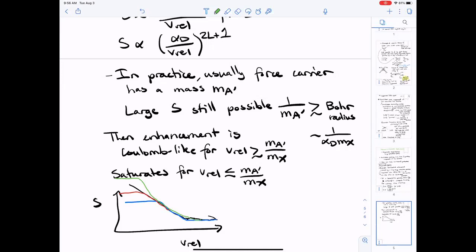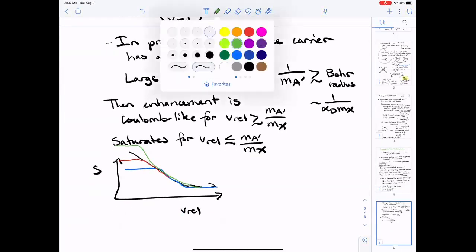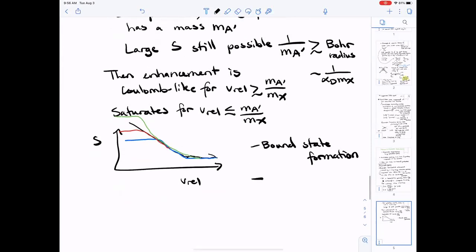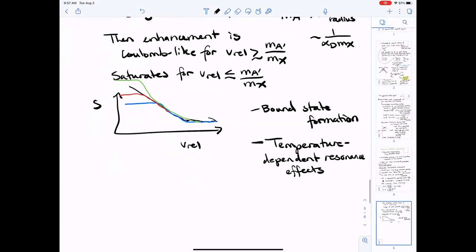Okay. So in addition to the Sommerfeld case I mentioned, I'll just say briefly, we can have bound state formation as another channel to enhance the annihilation rate. And we can also have temperature dependent resonant effects, which I think were mentioned briefly in the lightning talk yesterday. So these are all ways to modify the rate. Temperature dependent resonance effects can either enhance or suppress the cross section at late times.